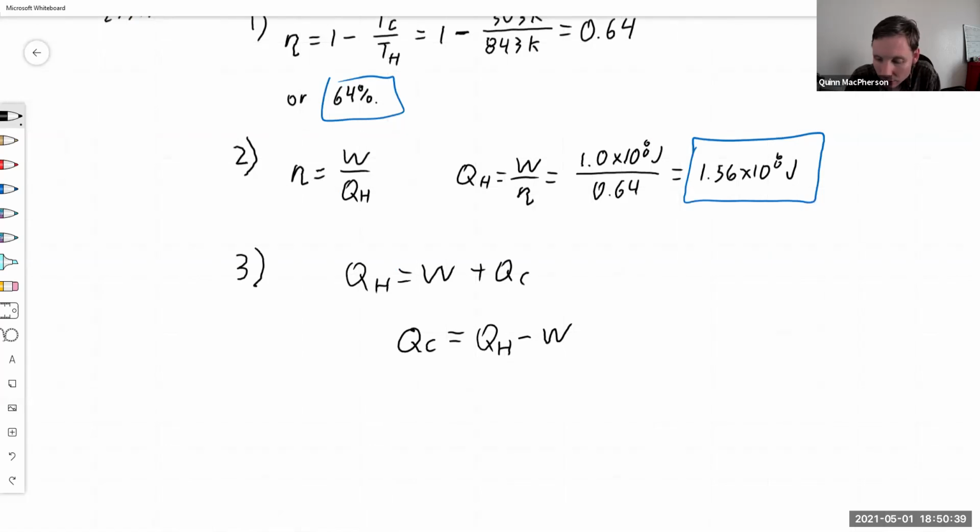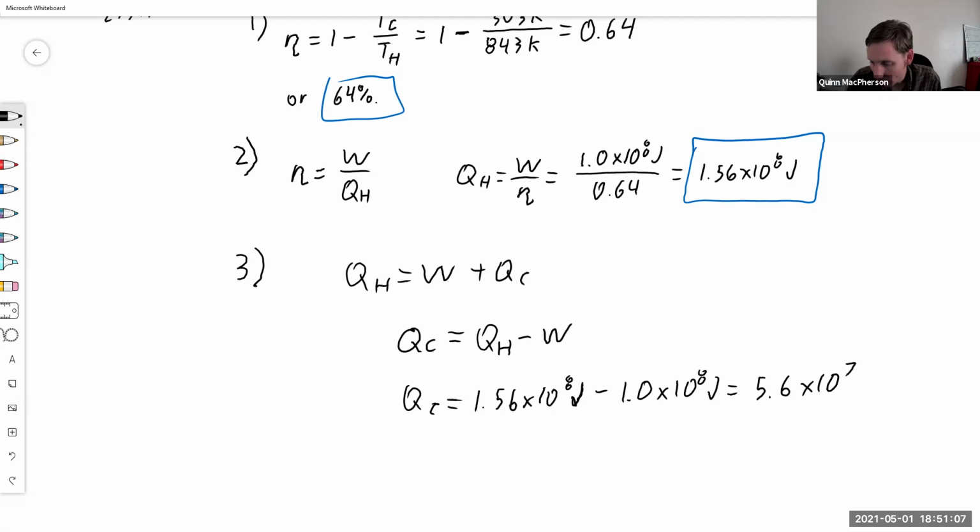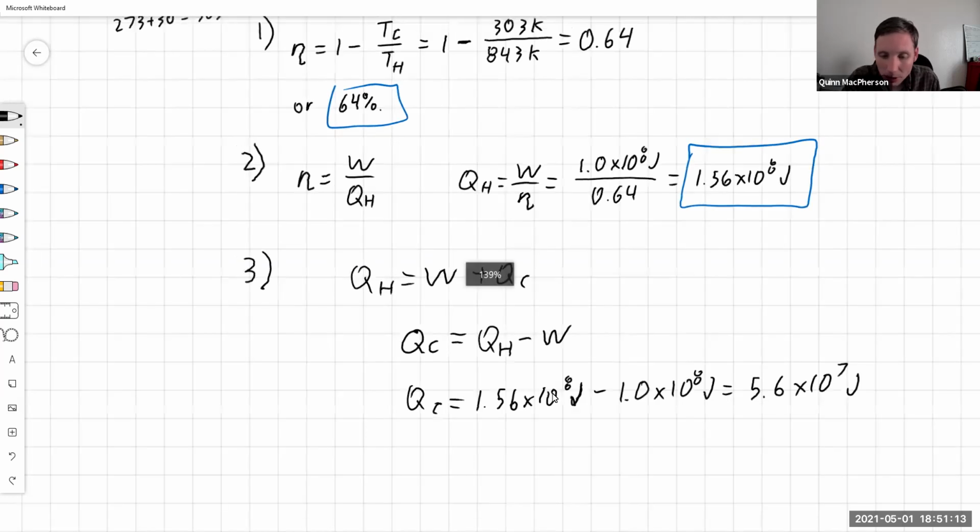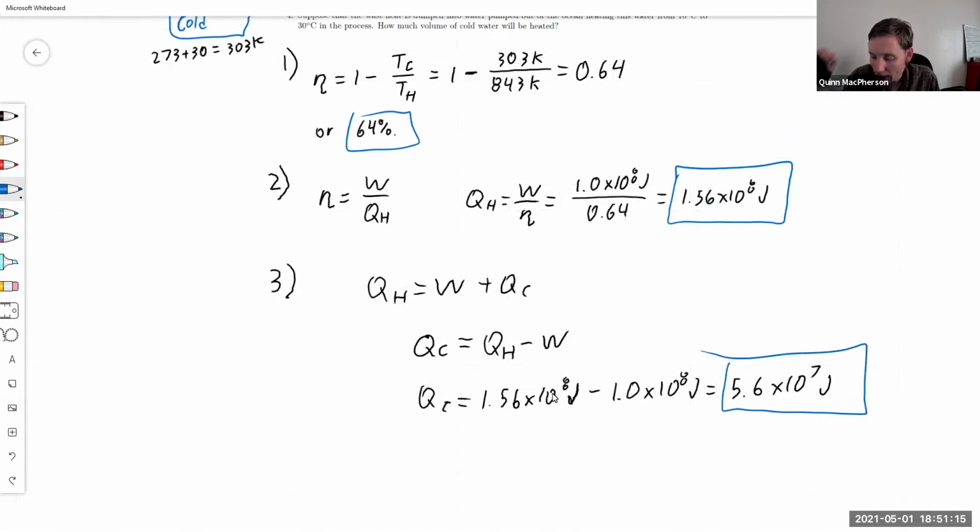Q hot is 1.56 times 10 to the 8th joules minus the work, which is the amount of electricity we got out, 1.0 times 10 to the 8th joules. The difference goes to the cold reservoir, which is 5.6 times 10 to the 7th joules. It's the extra 0.56 there. So that's how much waste heat goes to the cold reservoir.